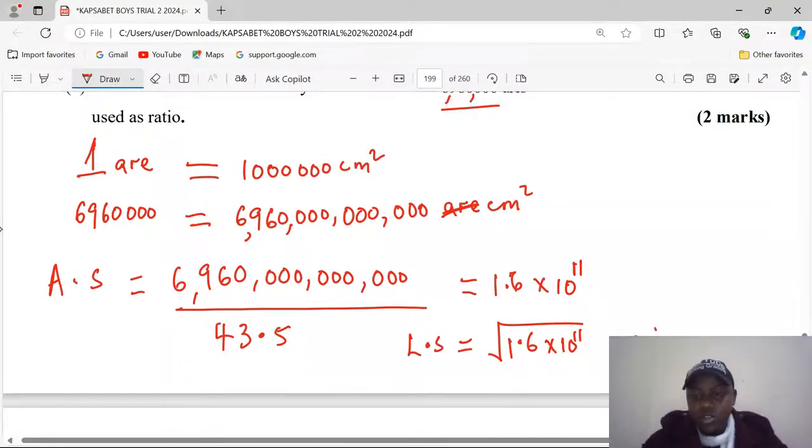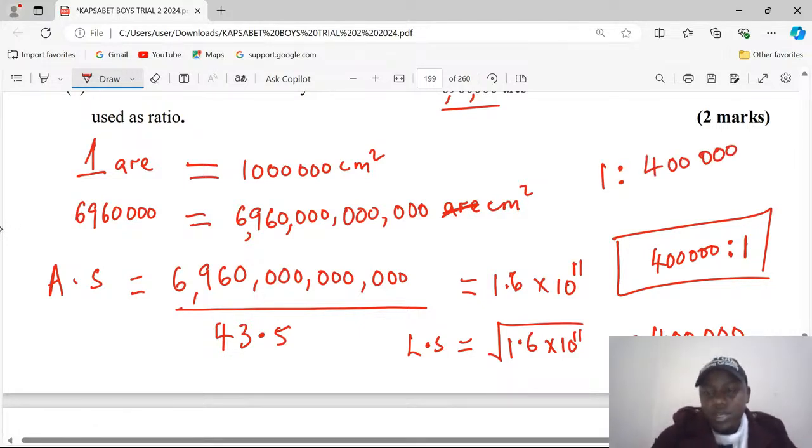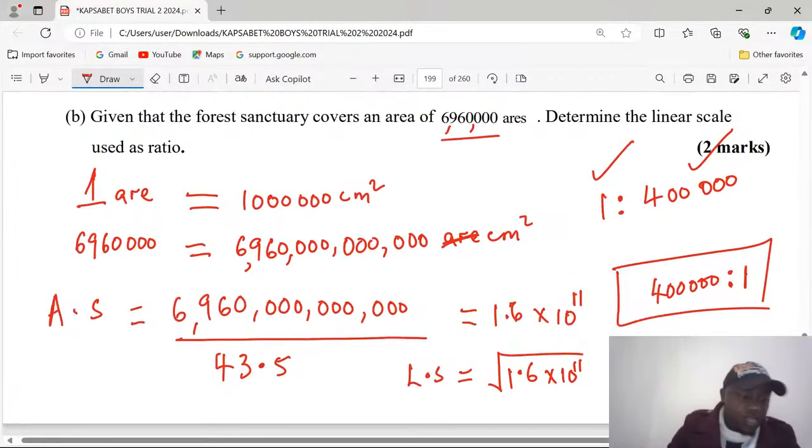So the linear scale was 400,000, which can also be written as 400,000 is to 1. Or 1 centimeter is to 400,000. 1 centimeter on the paper represents 400 centimeters on the ground. So that is how the last part was being done.